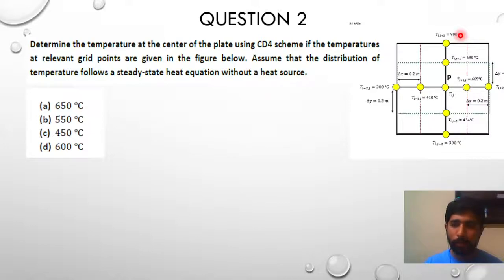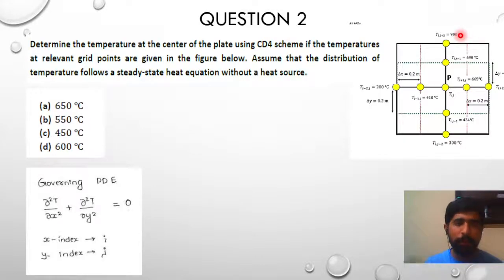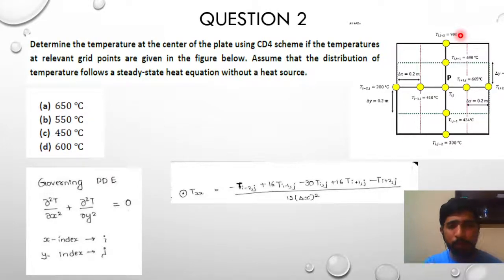The approach here is that you take the governing equation, del square T by del x square plus del square T by del y square is equal to 0. You discretize it using the fourth order central difference scheme. If a formula sheet is allowed in your exam, it is good to write down the formula in your formula sheet. But if it is not given in the formula sheet, you have to derive it using a Taylor table. Don't try to remember this because you will make a mistake somewhere.